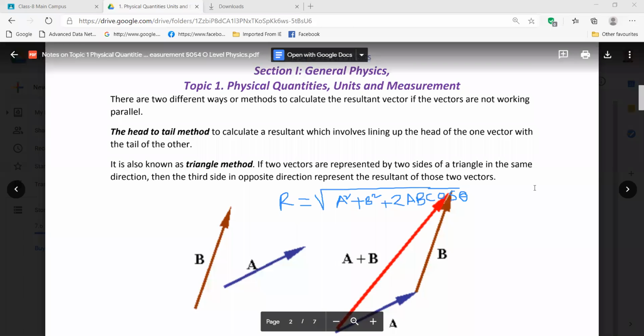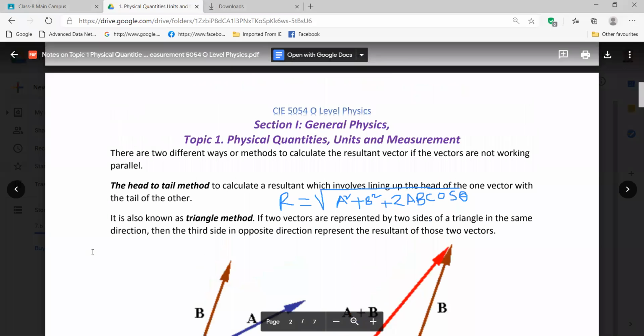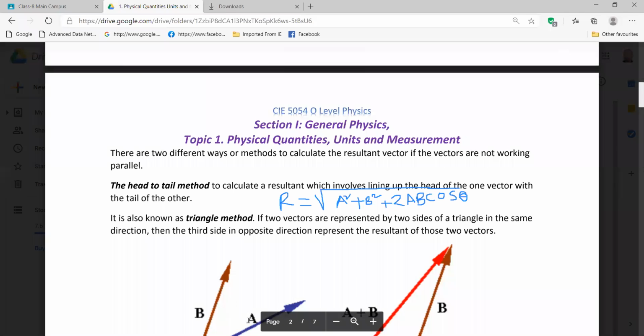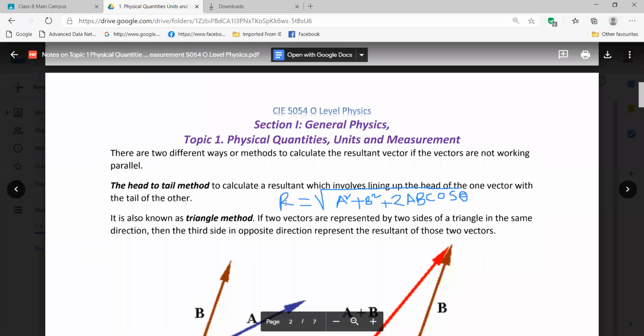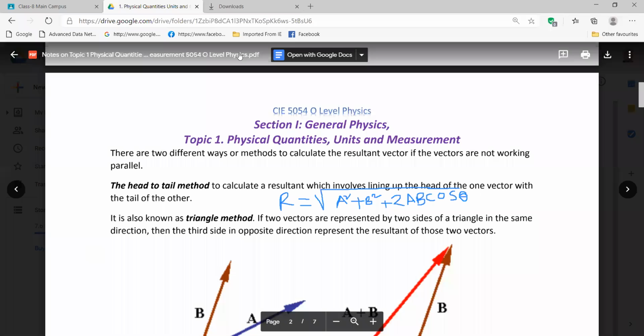I am taking it a little bit up, then it will be clear to you. Now it's clear, right? R equals root of a square plus b square plus 2ab cos theta, where theta is the angle between A and B. If you know the angle between A and B, and the magnitude of these two vectors, then the resultant is this one. This formula we use to get the resultant directly, but in O-level physics, we are not using this formula.